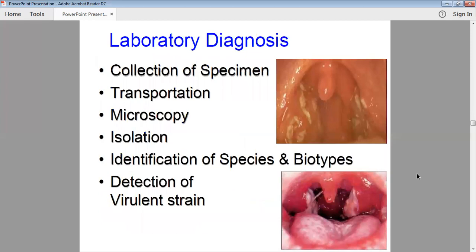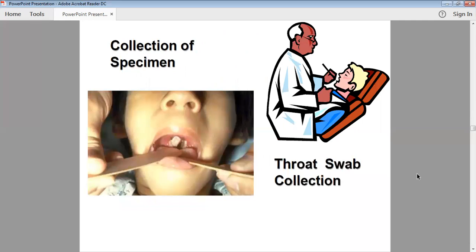One is collection of specimen, transport of the specimen, microscopy, isolation, identification of species and biotypes, and detection of virulent strain, meaning detection of toxin: whether it is a toxigenic strain or a non-toxigenic strain. Already told, detection of diphtheria toxin we will discuss in laboratory diagnosis. Collection of specimen: mostly throat swab. Depending on the site, genital swab, conjunctival swab, otitic swab, and nasal swab. But the common site is faucial diphtheria.